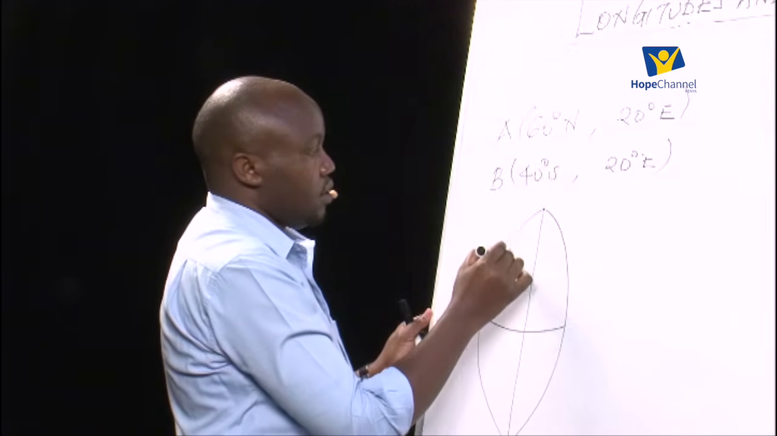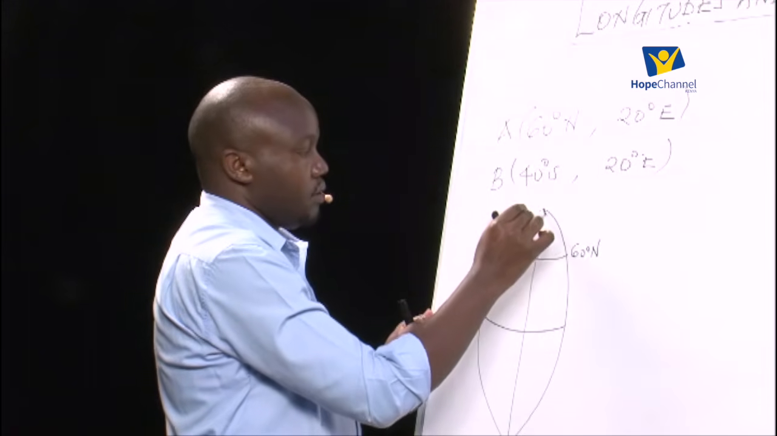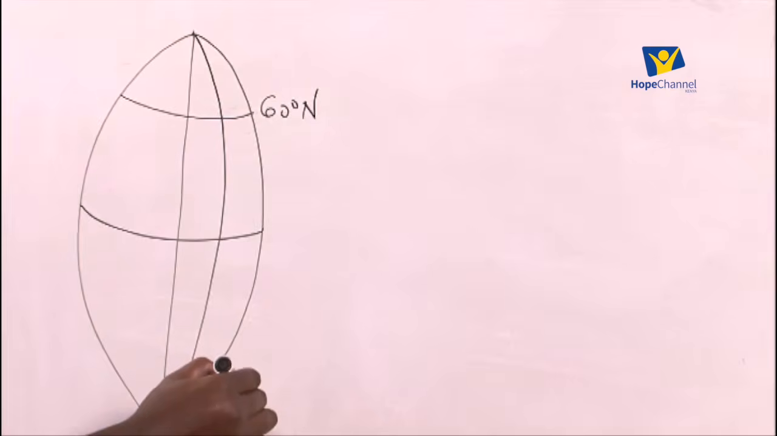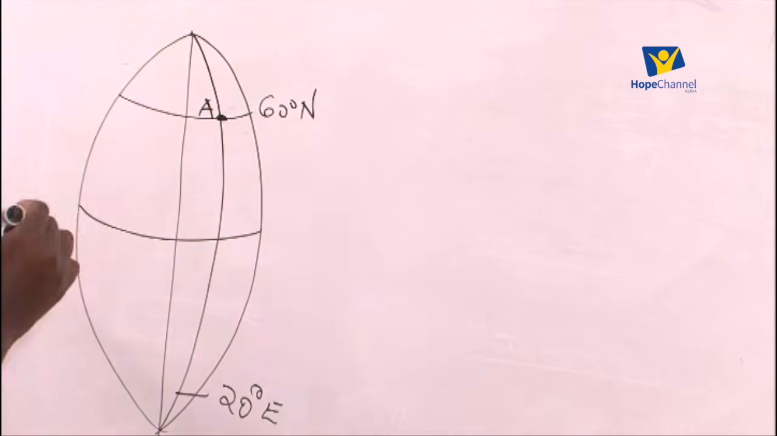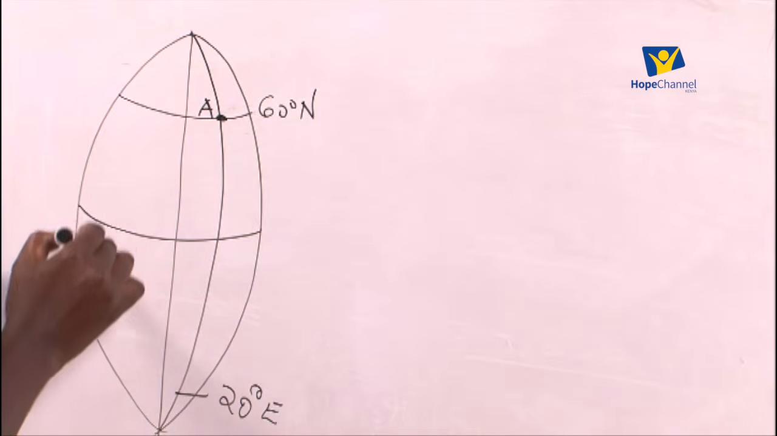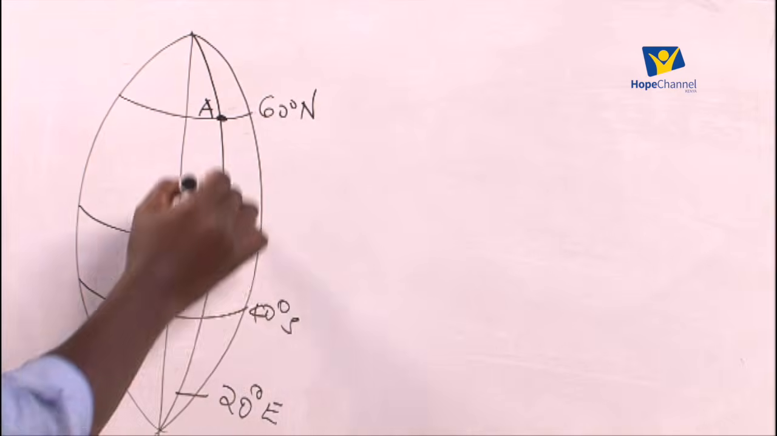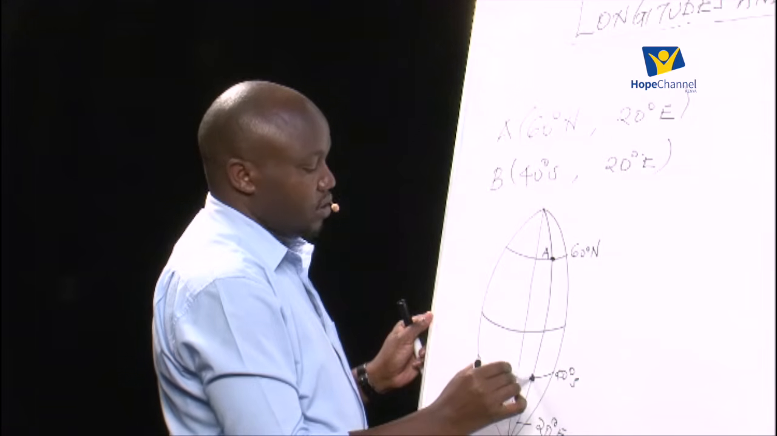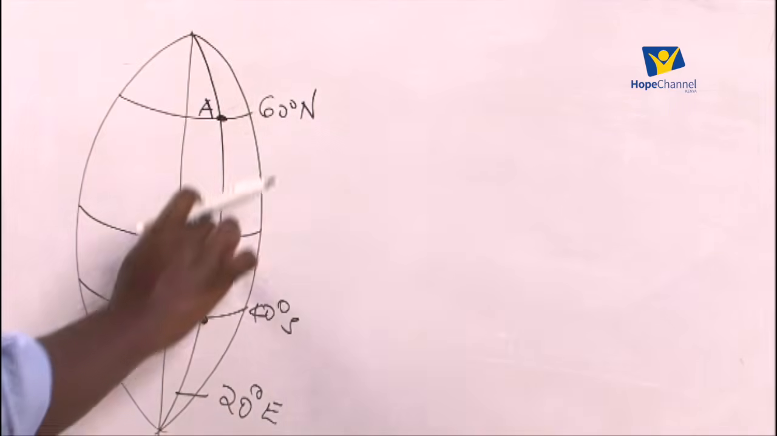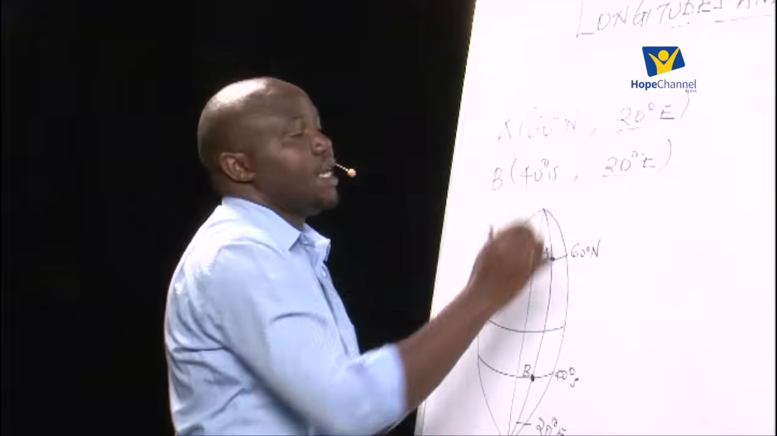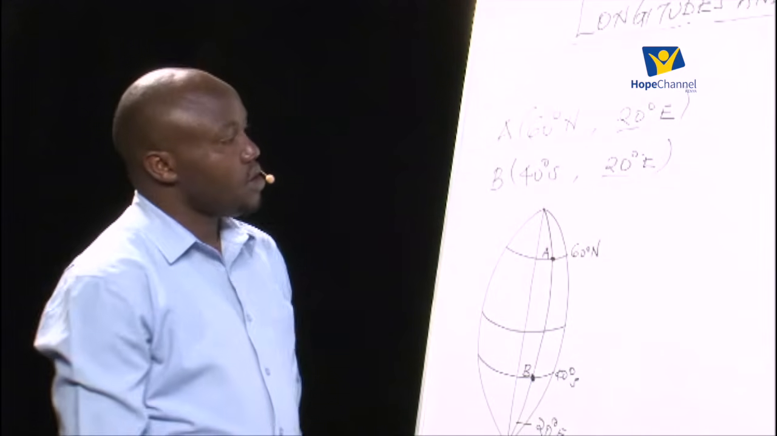Where is 60 degrees north, and 20 degrees east? So the point of intersection is our point A. Then point B is 40 south, below the equator, and 20 degrees east. So the point of intersection is my point B. Again, you realize that A and B are on the same longitude, 20 degrees east. And therefore, now you get the difference of the latitudes to obtain the angle theta.